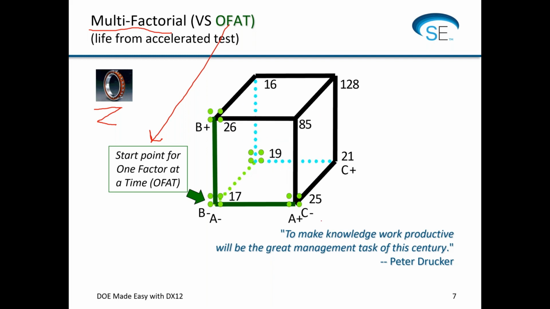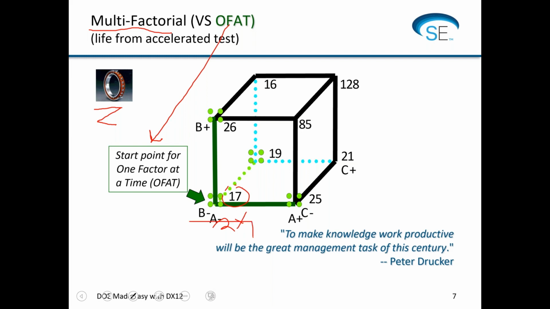And this is the bearing life in hours in an accelerated test. And it turned out that their current operating level for the life was not sufficient. They needed to double that level. So they tried testing 3 factors, A, B, and C.